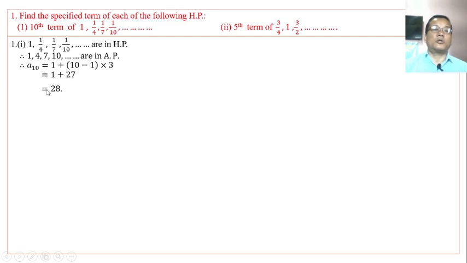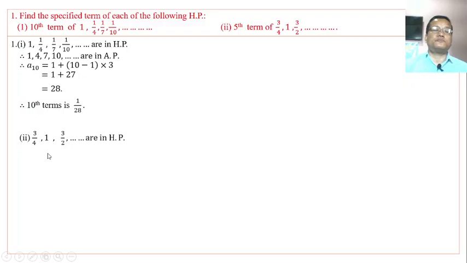We have A10 equals 28. Now we take the reciprocal of 28 to get the tenth term of the given HP. Therefore the tenth term of the HP is the reciprocal of 28, that is 1 by 28, which is the required term.